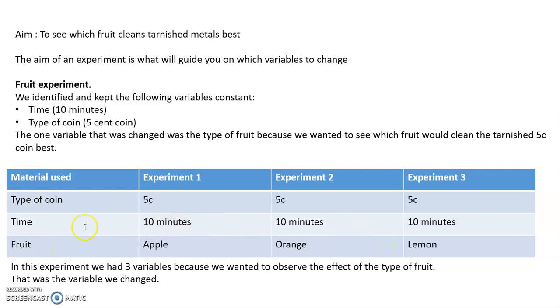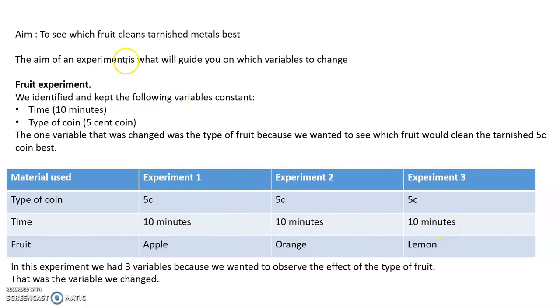Can you see? So there is our time. It was constant throughout. Then the type of coin, we decided that we're going to use the 5-cent coins. And if you come to the table here, can you see we all have 5-cent coins right across? So, which means that the 5-cent coin was kept constant. The time was also kept constant.